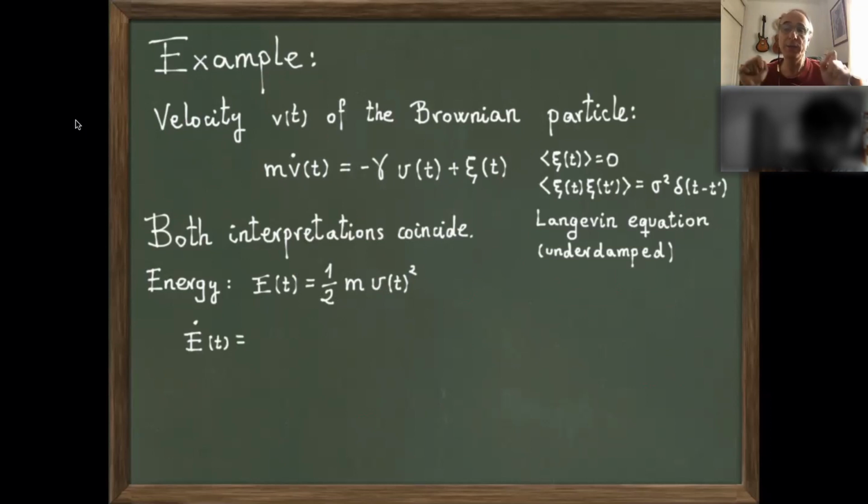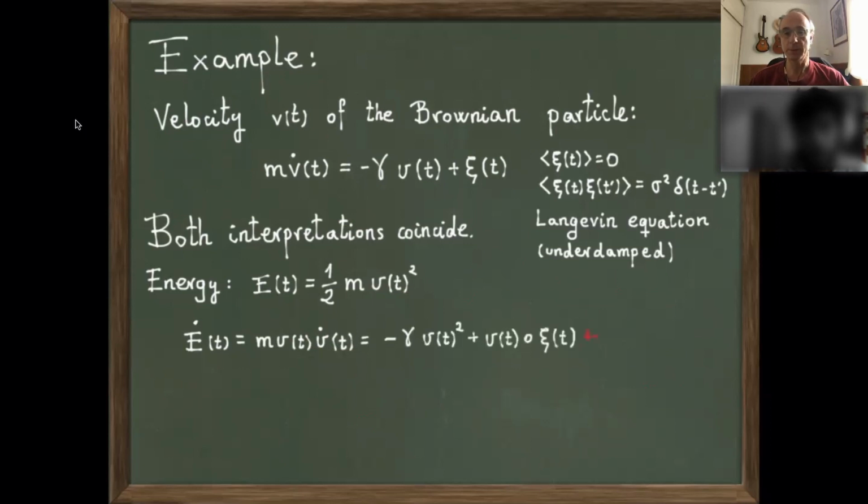Now we need to adopt one or the other interpretation. So let's adopt Ito, for instance. In standard calculus, the result would be the chain rule: the derivative of E is m v times the derivative of v. This is fine if we interpret it as Stratonovich. But we want to go with the Ito interpretation, so we need the Ito term. Sorry, this is for Stratonovich.